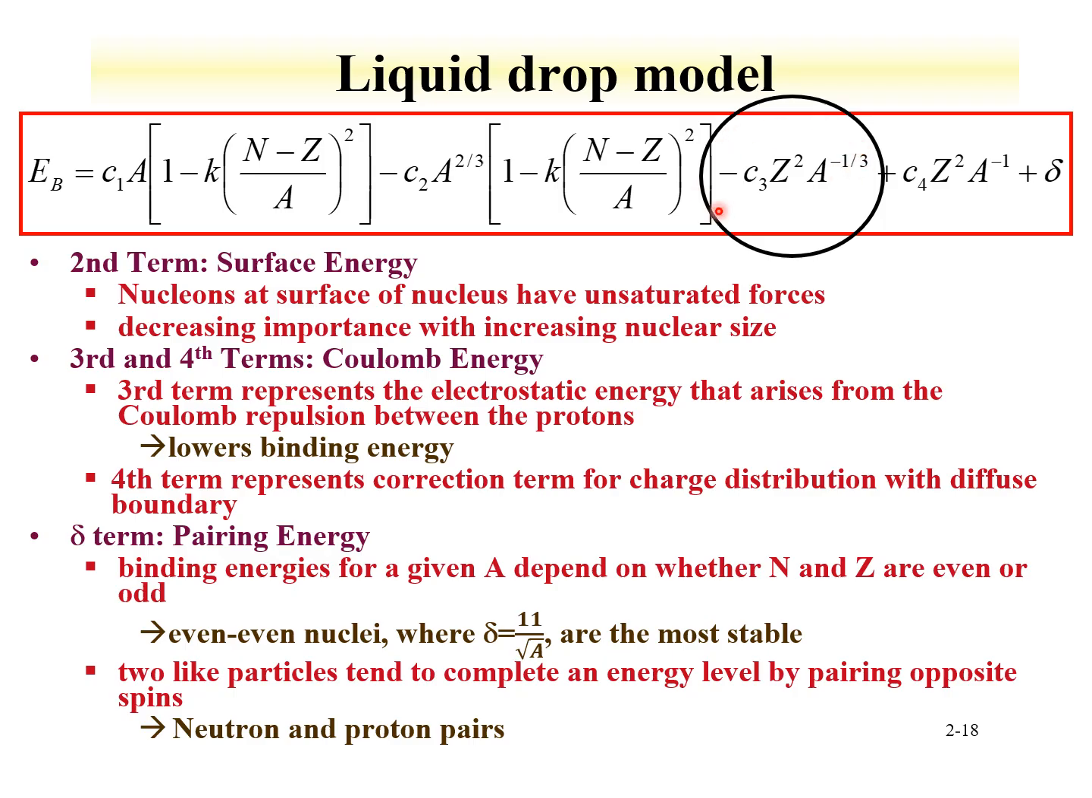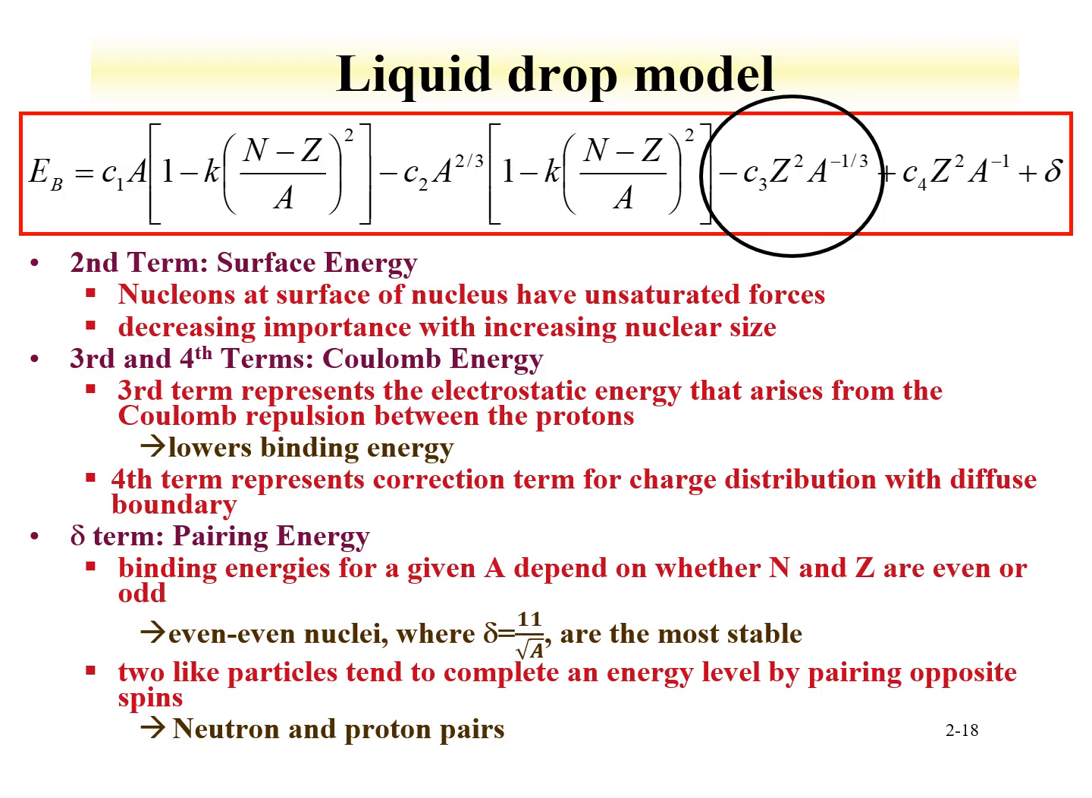The fourth term represents a correction term for charge distribution within a diffuse boundary. Okay, so now this is bringing in a recognition that the boundary of the nucleus isn't a sheer drop-off, that you get nucleon density changes close to the edge of the nucleus. And then the final term is a pairing energy term.